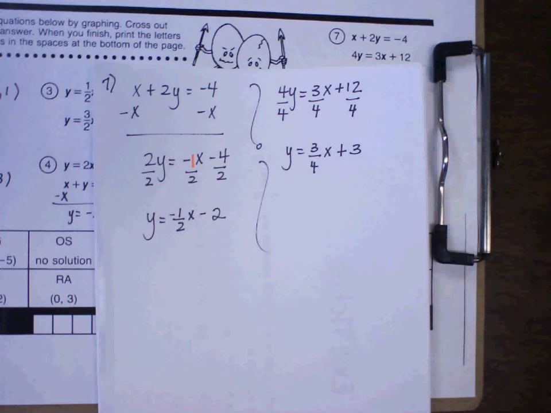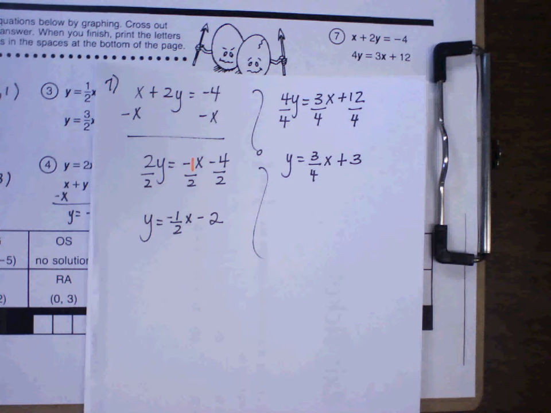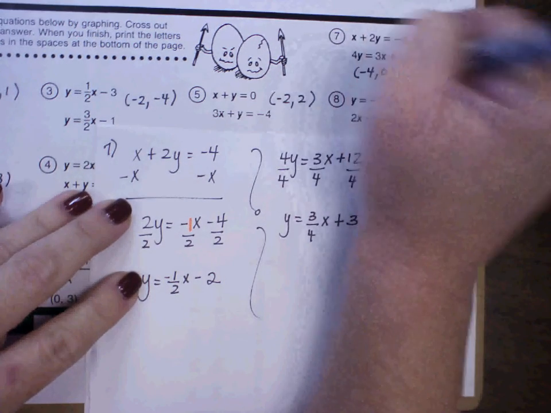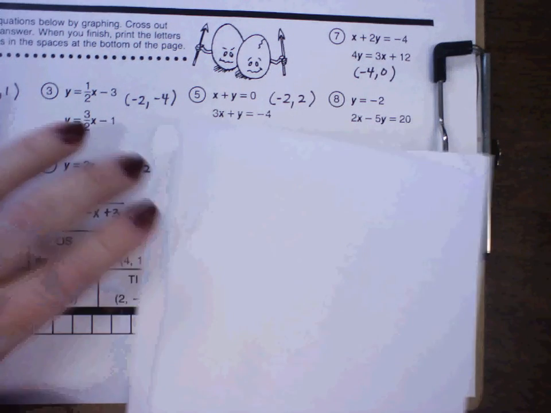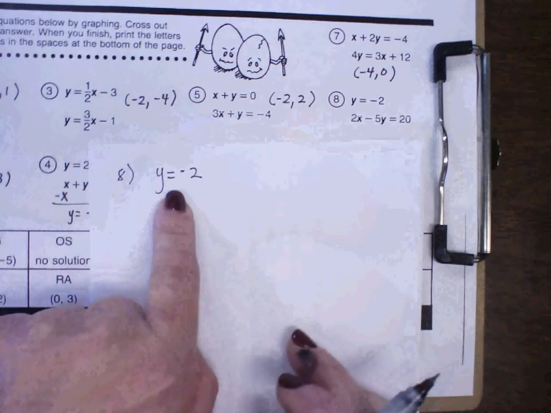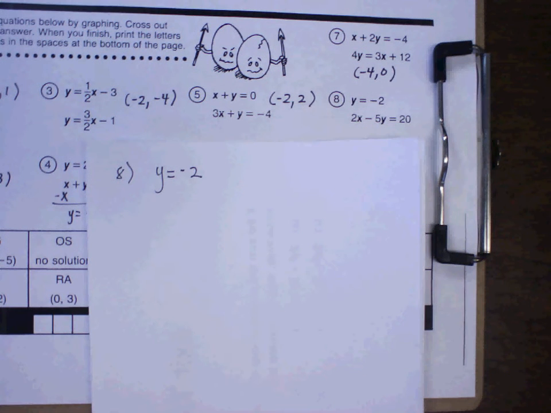Okay, what do we got, babies? Is it the x-intercept? Yes, 50 points. There you go. What is it? Tell me. And 0. All right. Let's do number 8. Y equals negative 2. Do I have to do anything? No, but what should your brain automatically think? That all y's equal negative 2. Very good.